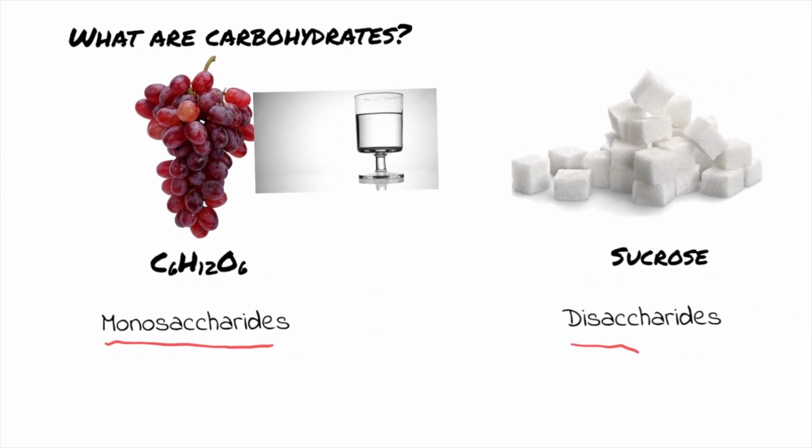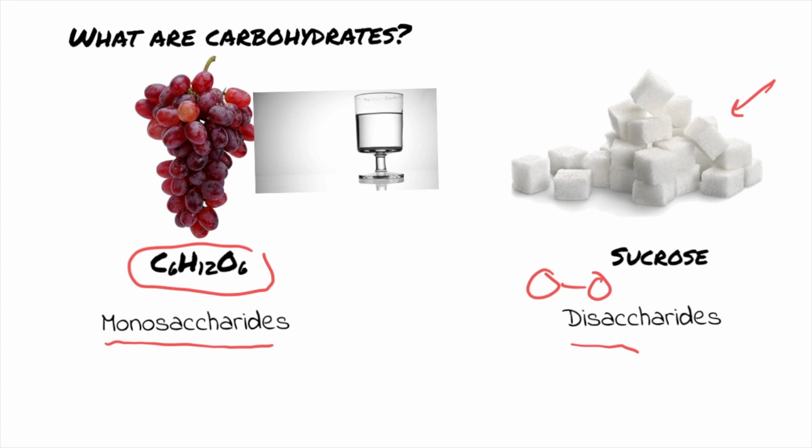Monosaccharides are just simply made up of one unit, so it's like one molecule. On the other hand, disaccharides, think of sucrose, that's like the one you add to your tea. Disaccharides are made up of two units.